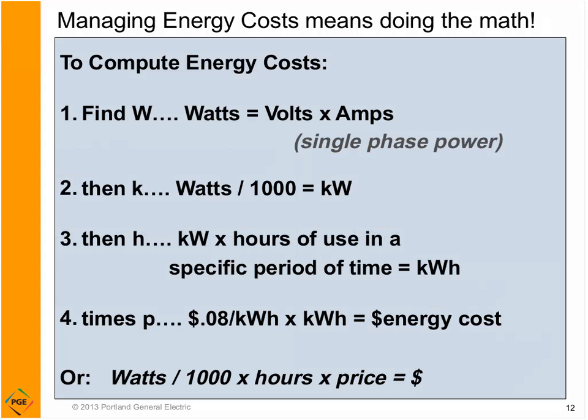Then you add the H. How many hours is this particular piece of equipment going to be used? And once you have that, kWh, now you can take it times the price. In our service area, it's about 8 cents for commercial. So you'd have watts divided by 1,000, the algebra formula at the bottom, times the hours, times the price. Now you've got the cost of that particular piece of equipment.